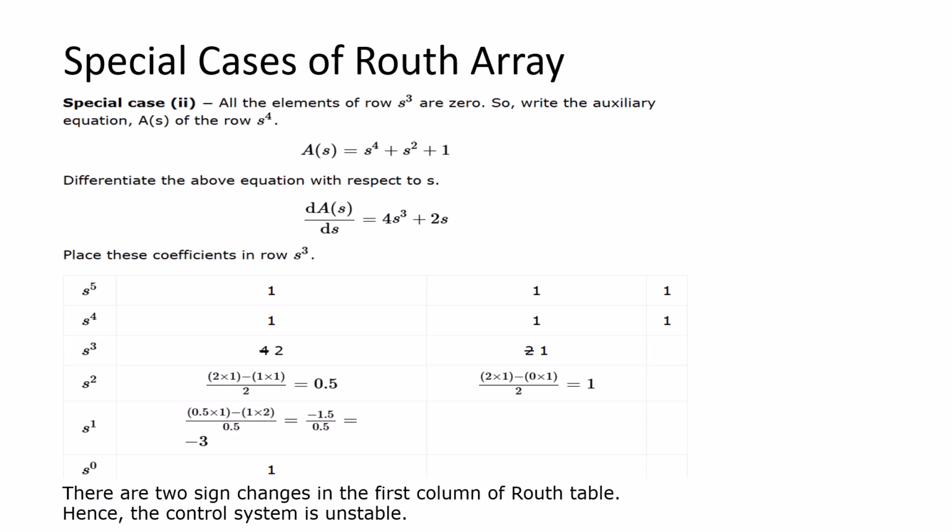So here we discussed two special cases: if a particular element in a row is 0, how to complete the Routh array, and if all the elements of a particular row are 0, how to complete the Routh array. Once the Routh array is complete, from the number of sign changes you can comment on the stability of the system. These are the two very common special cases in a Routh array which you need to practice.